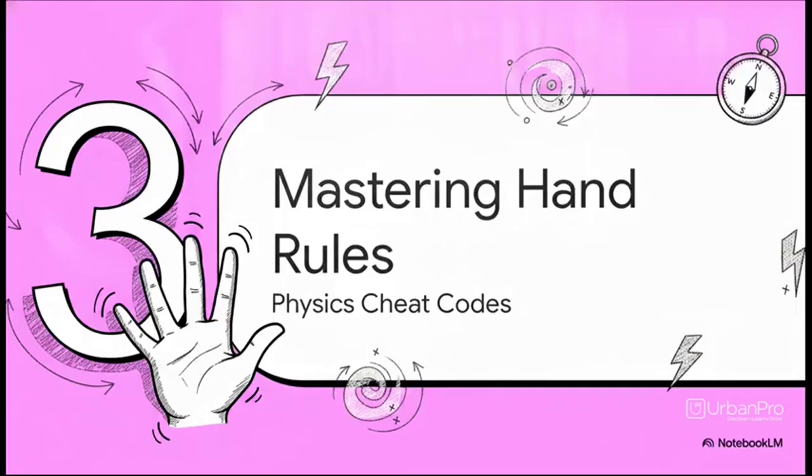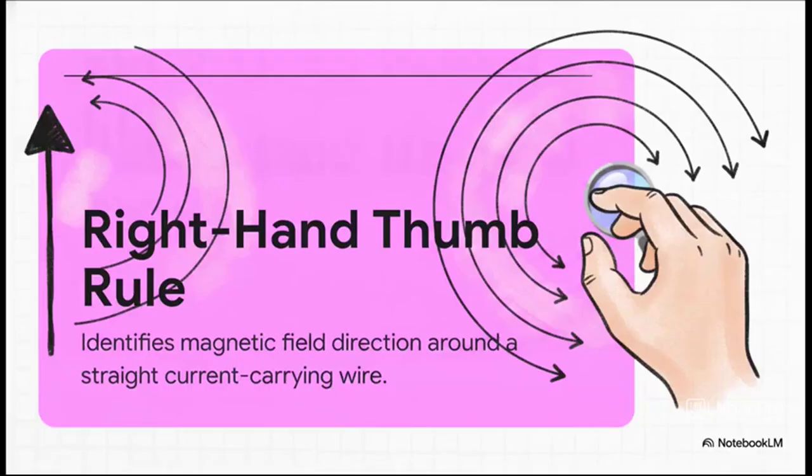All right, let's tackle part three, mastering the hand rules. To predict how these invisible forces behave, especially on a test, you need to master what I like to call the physical cheat codes of physics. First up is the right-hand thumb rule, also known as Maxwell's corkscrew rule. This is your go-to tool for figuring out the direction of the magnetic field around a straight wire.